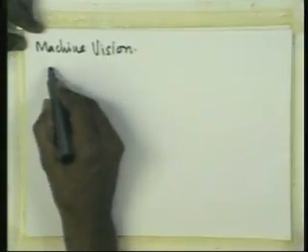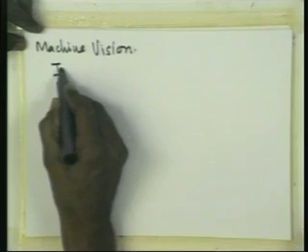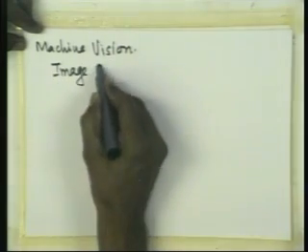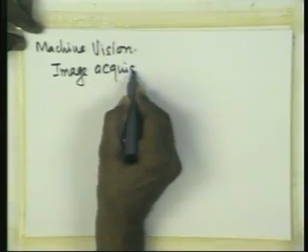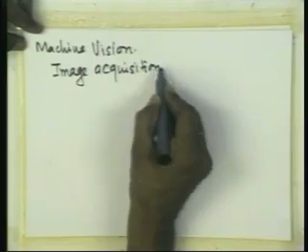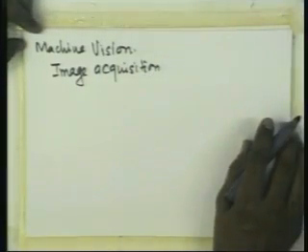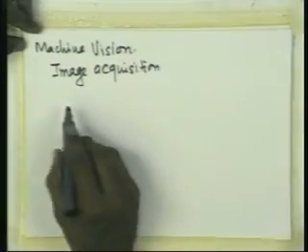Good morning. So far what we have seen is that in machine vision we have different steps, starting from image acquisition, in which we saw different types of cameras which are used for image acquisition.